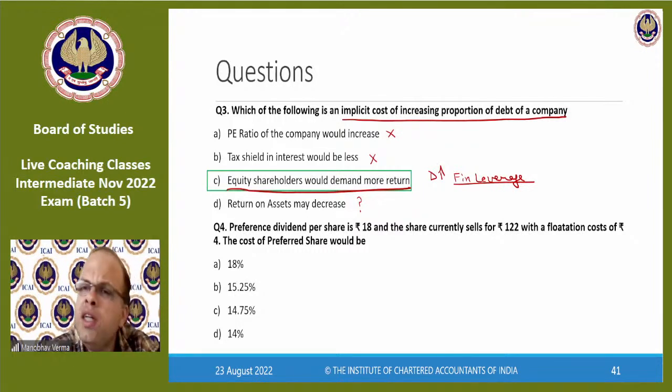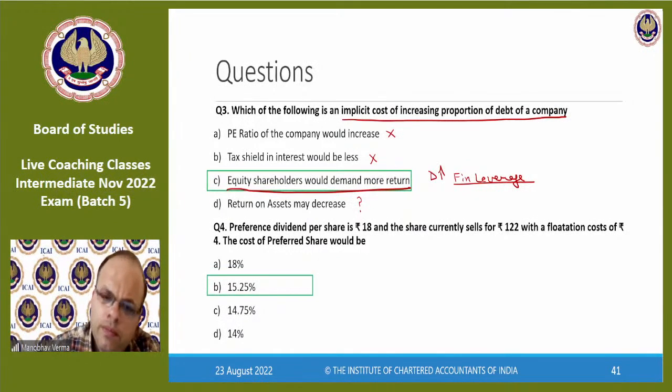Okay, for question number 4, I can see a lot of students are answering option B, which looks to be good. Because I think what you guys have done is preference dividend, 18 upon, they're talking about the flotation cost.